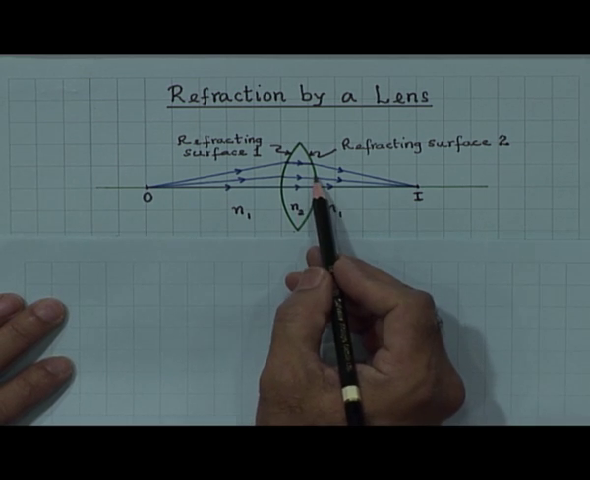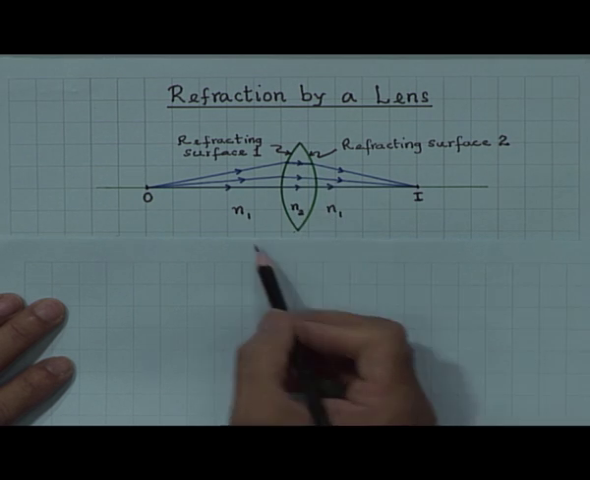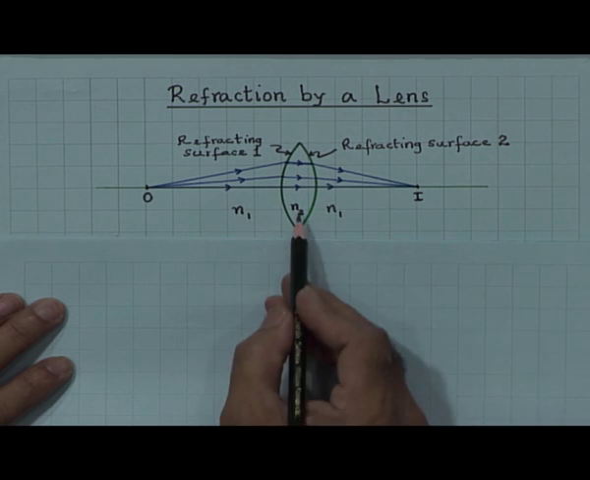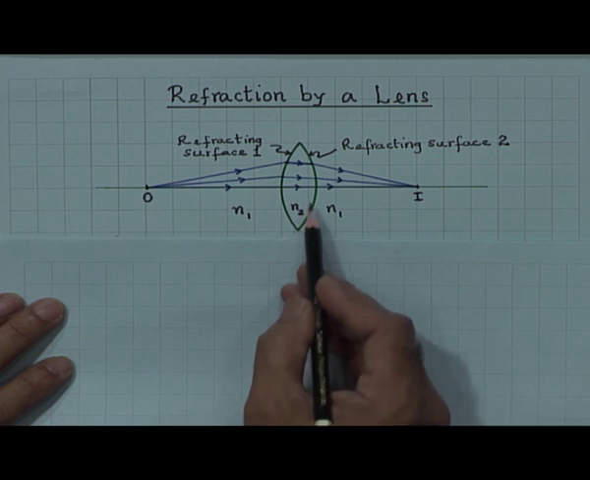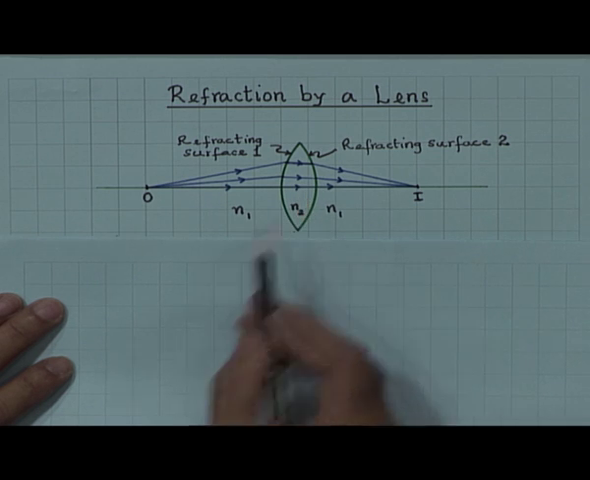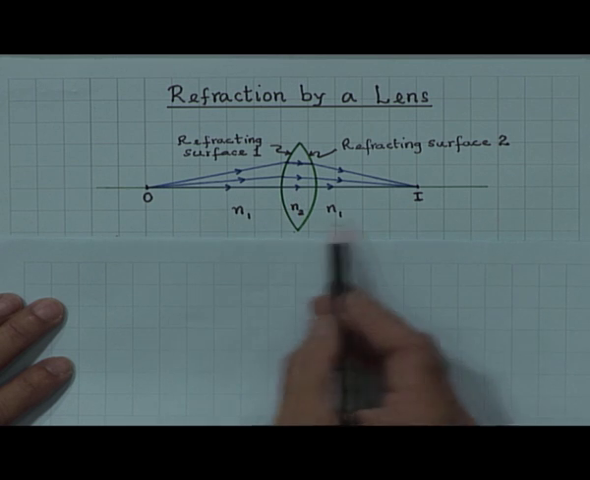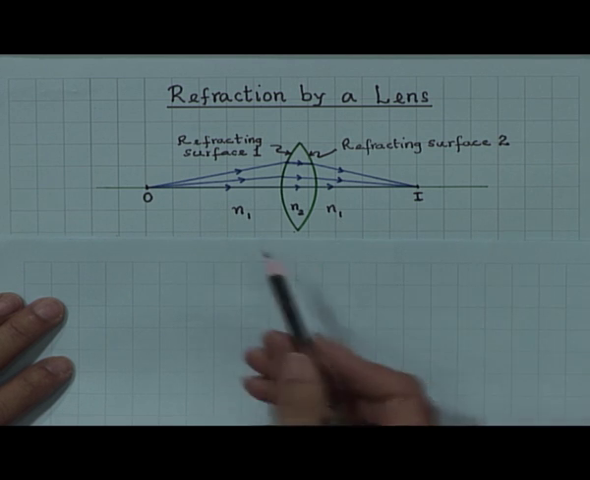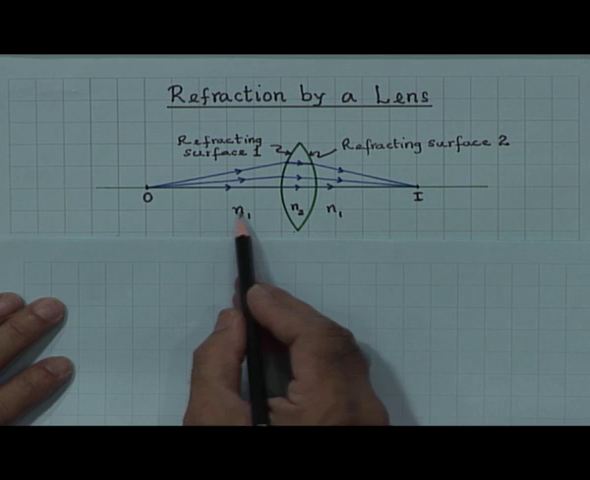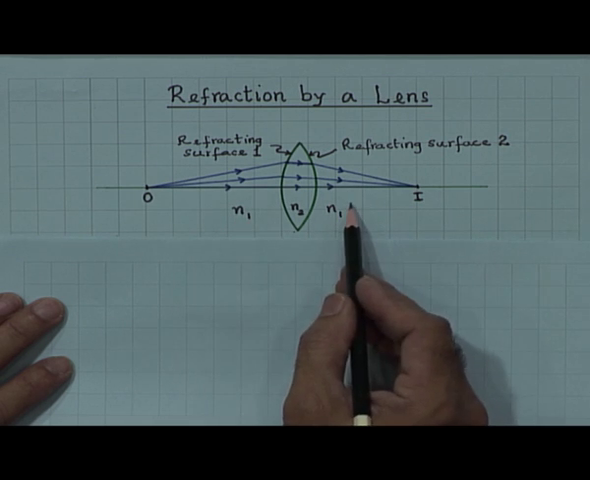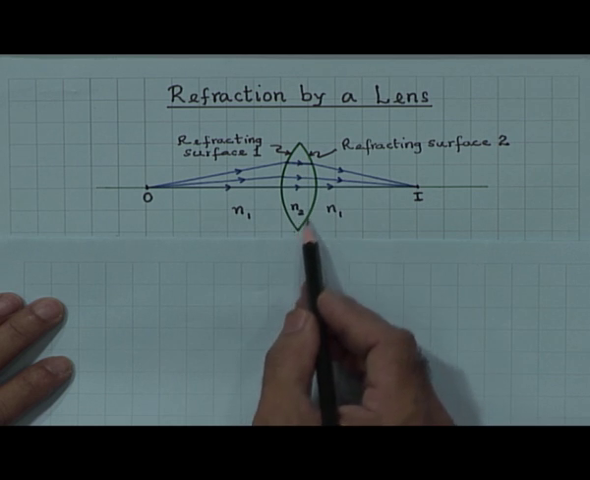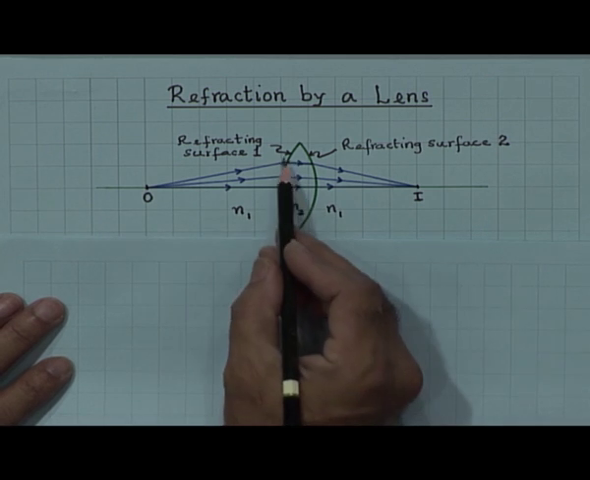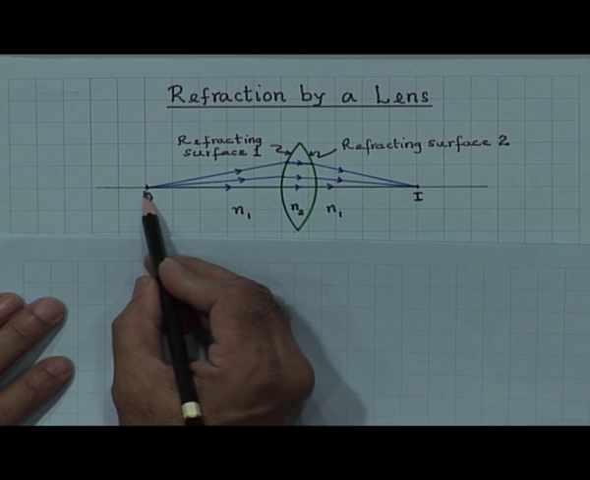So, here is the lens, a biconvex lens. This is refracting surface 1, this is refracting surface 2, and the lens medium is of refractive index n2. In this case I have taken n1 on both the sides, it could be n1 and n3 on the other side also, but in a simple case we have considered outside there is a particular medium and the lens is of a particular medium, usually a glass lens, and it has refracting surfaces 1 and 2. There is an object here.